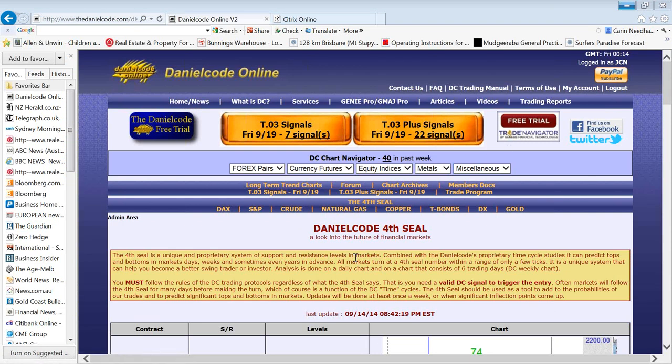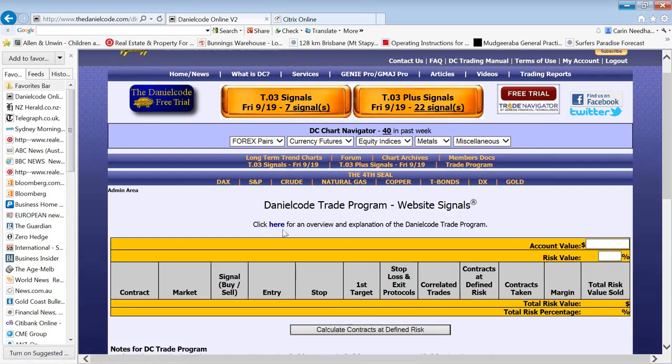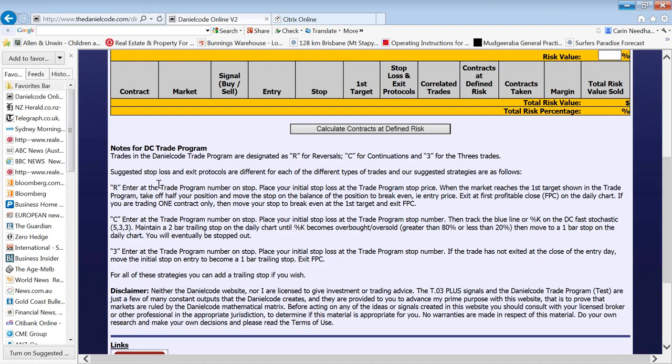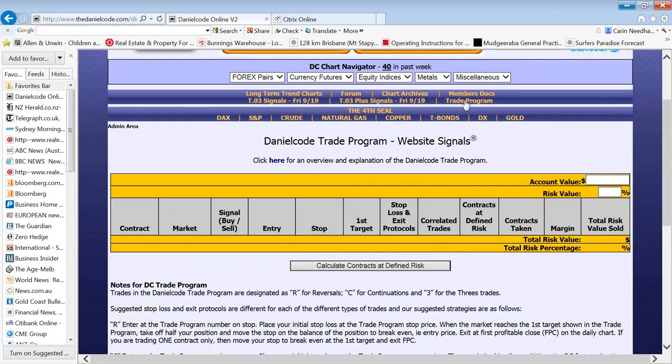Now you should be able to see me, my chart, the screen's out the website, and what you do is go and click on this link here, which says trade program. This is most important, and here is our trade program for today, and underneath here, incidentally, folks, are the rules. This is an R, how to trade it. This is a C, how to trade it. This is a 3, how to trade it. So they're underneath this tab called Trade Program.